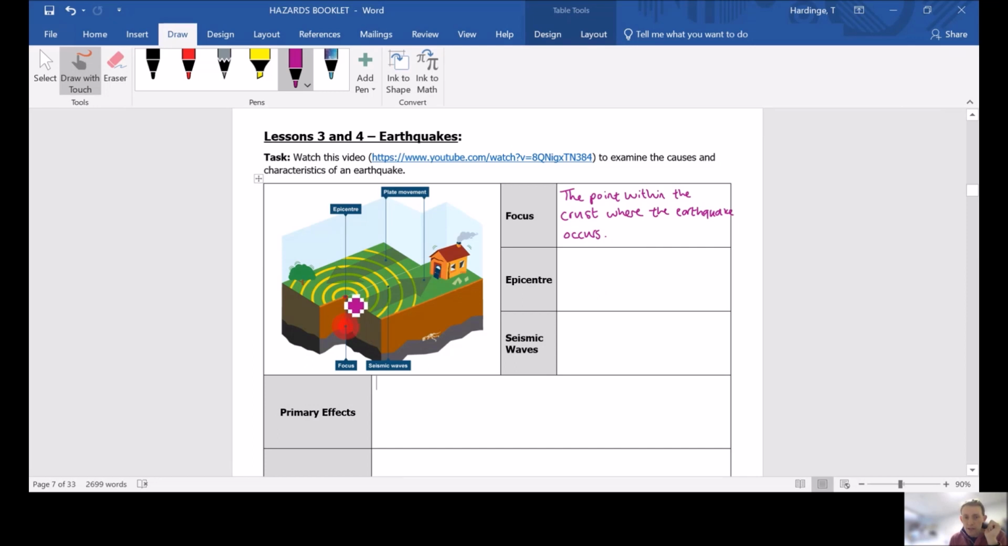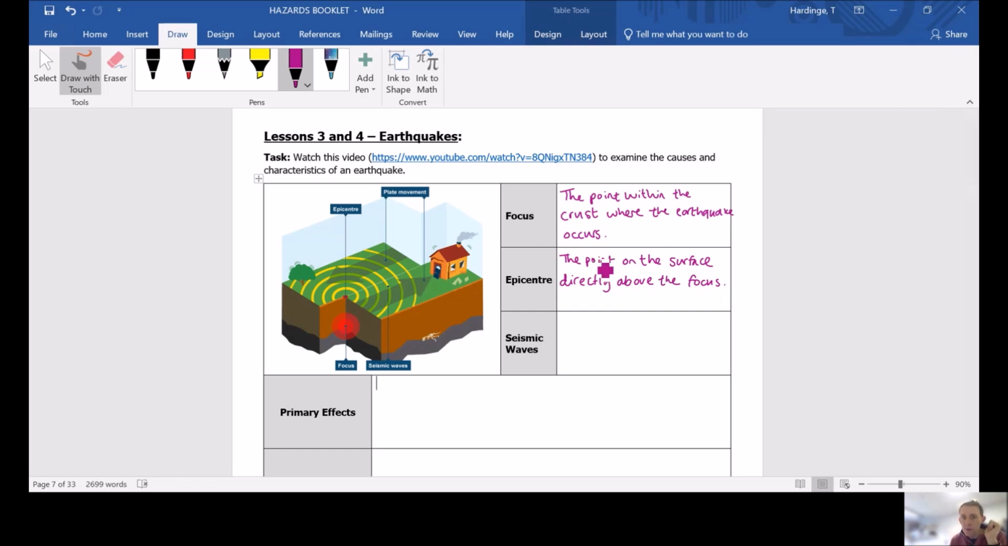You'll also notice directly above the focus on the surface is a point marked the epicenter. So this is the point on the surface which is directly above the focus.